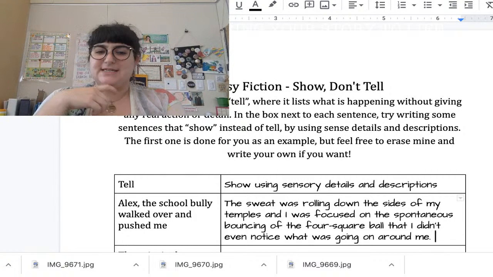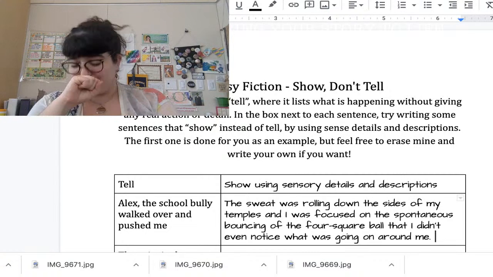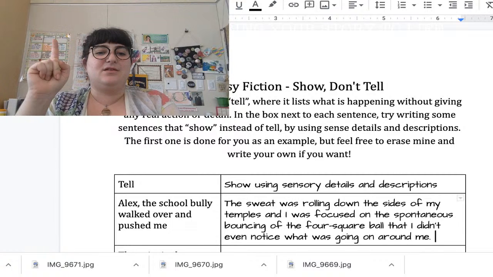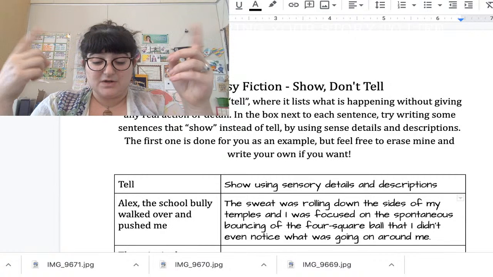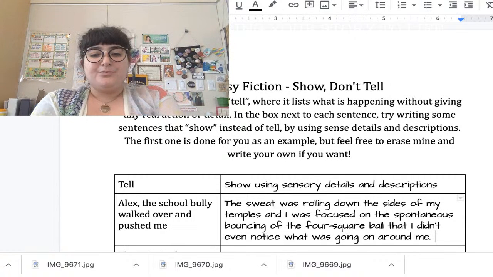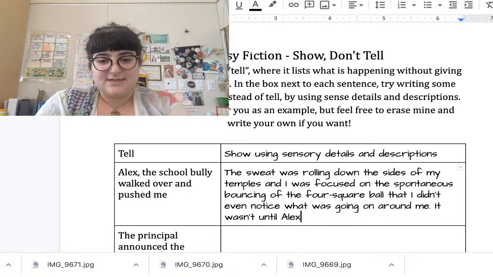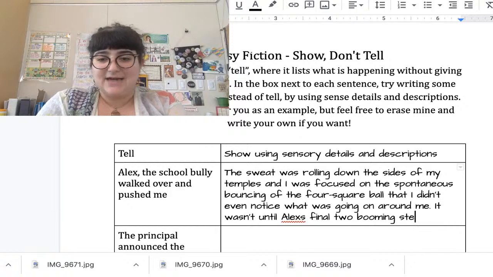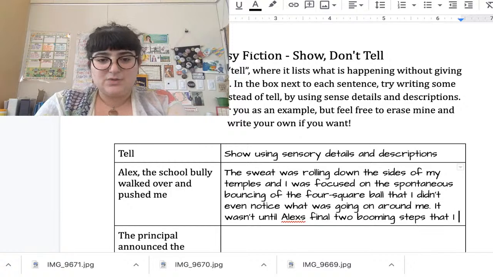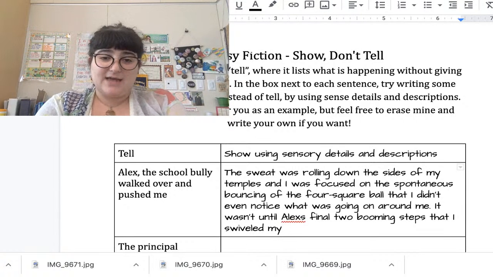I have a couple choices here. I could say, did I hear his footsteps first, or do I just feel the shove that Alex put on me first? So I might consider, it wasn't until Alex's final two booming steps that I swiveled. I might even describe my body as a little flimsy.